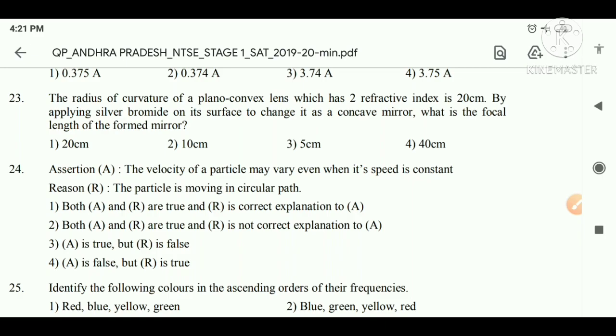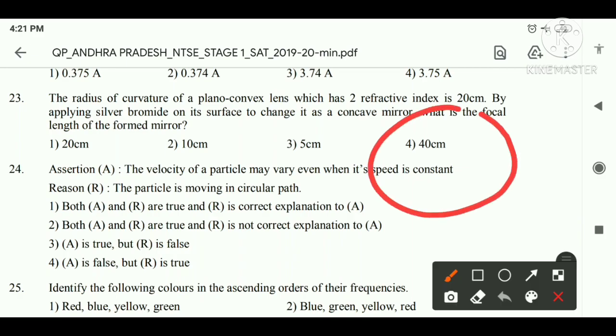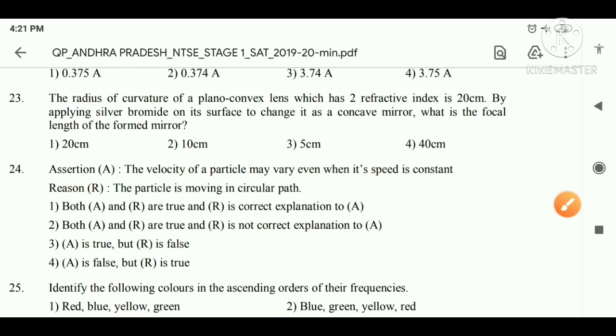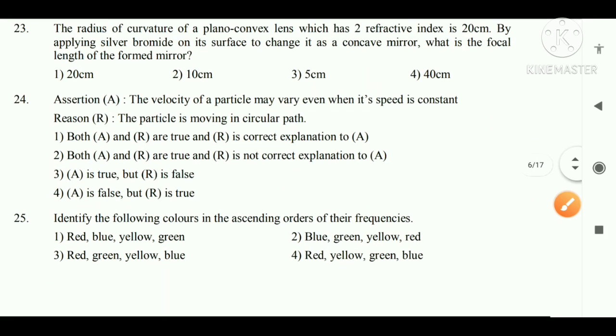Here both A and R are true and R is the correct explanation of A. The assertion, that velocity of a particle may vary even when its speed is constant, is correct. And the reason, the particle is moving in a circular path: in that case the speed is constant but the direction changes. So option first, both A and R are true and R is the correct explanation of A, is the right answer.